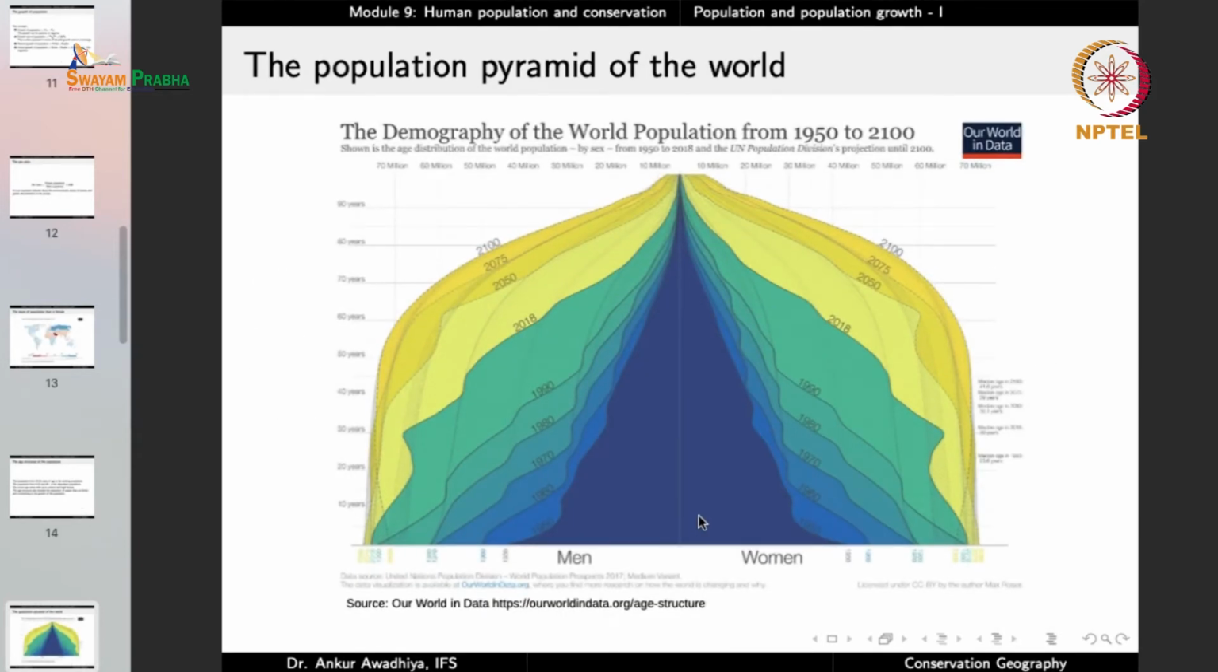And this brings us to the population pyramid of the world. A population pyramid is a chart that shows males and females on the x-axis, and on the y-axis it shows the different age groups. And for each age group, we can figure out the number of females and the number of males in this particular population. And the most important factor in the case of a population pyramid is the shape of the pyramid.